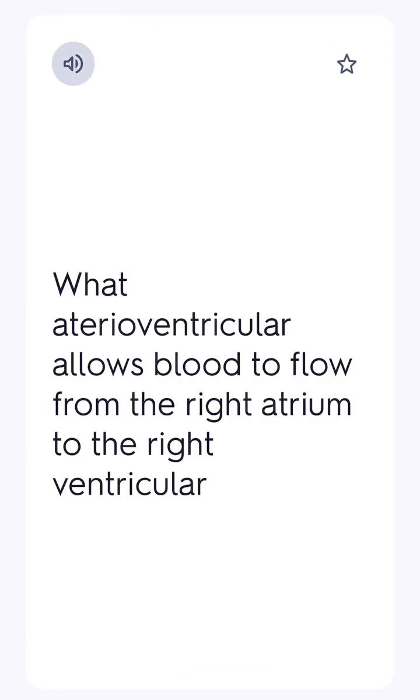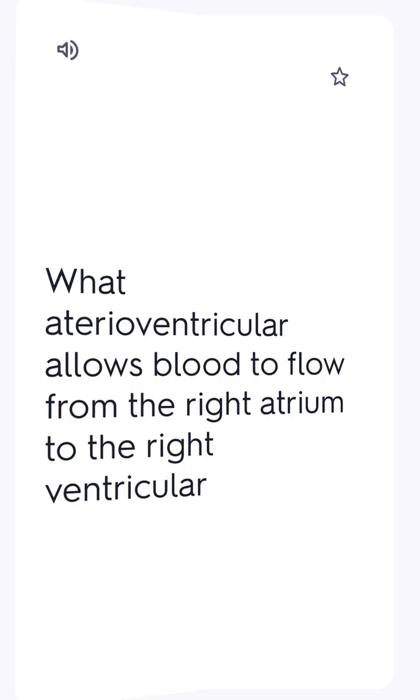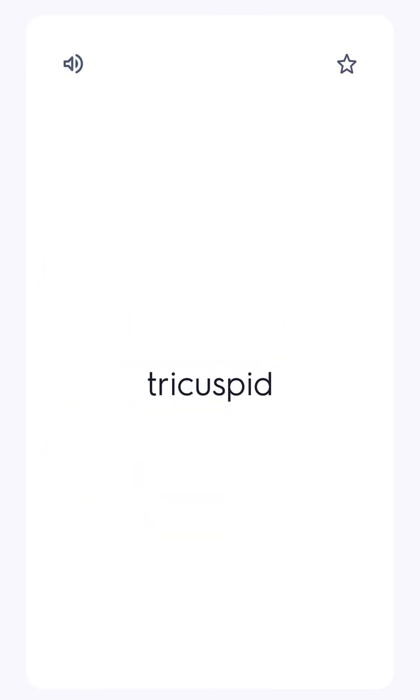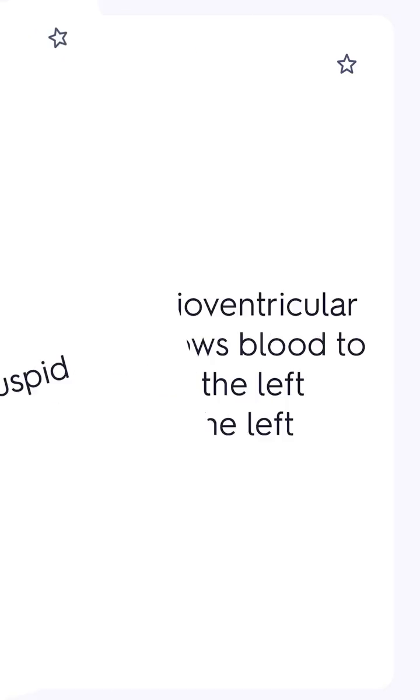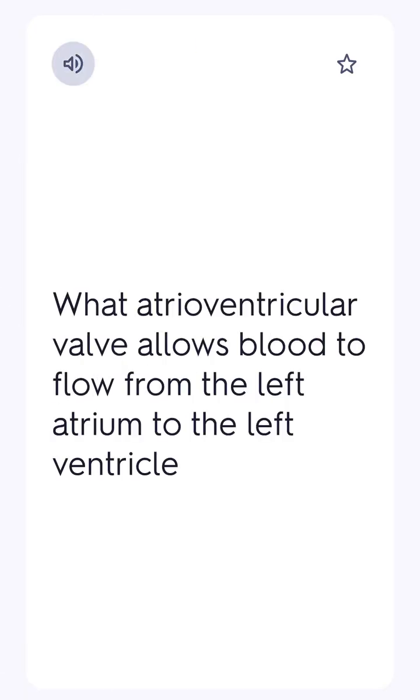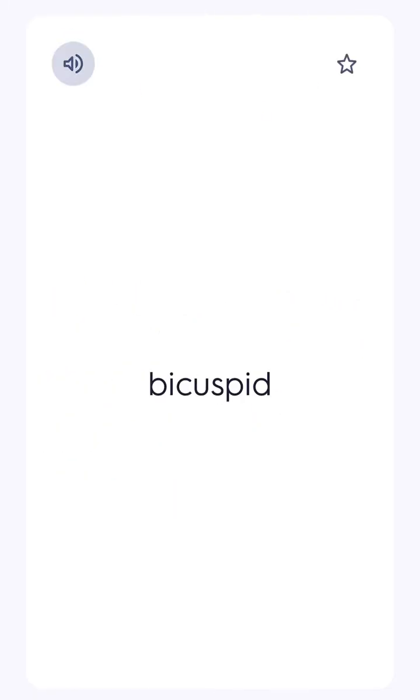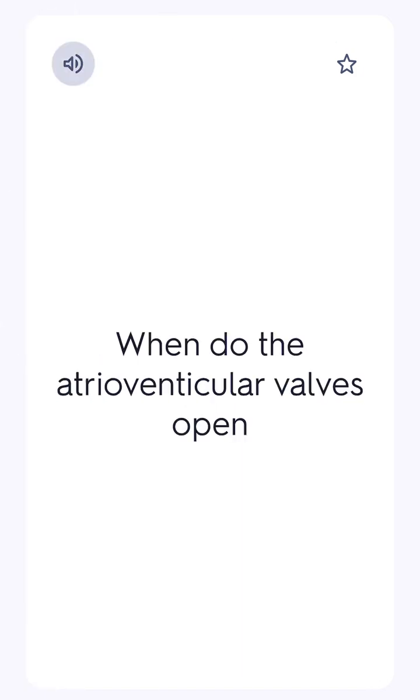What atrioventricular valve allows blood to flow from the right atrium to the right ventricle? Tricuspid. What atrioventricular valve allows blood to flow from the left atrium to the left ventricle? Bicuspid. When do the atrioventricular valves open?